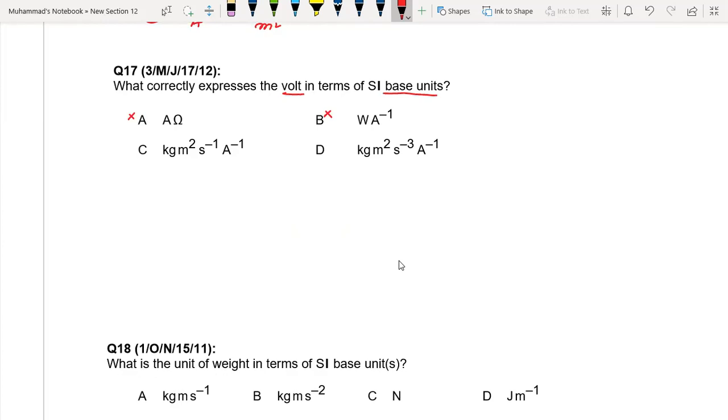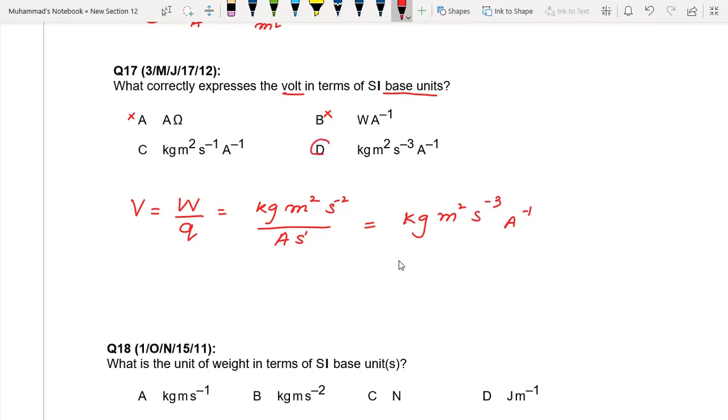You know that potential difference is defined as work done per unit charge. And you know that work done is force times distance. If you simplify this, that becomes kg m^2 per second square divided by coulomb, which is ampere second. So that is kg m^2, and you have to simplify this s, that becomes s^-3 A^-1. That is kg m^2 s^-3 A^-1. So for 17, D is your right answer.